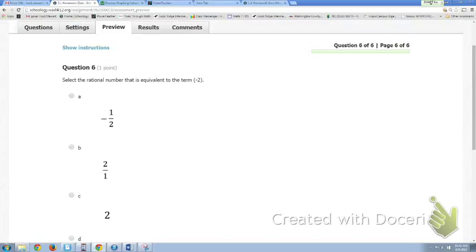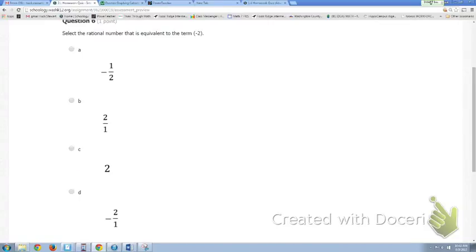Final question, and this is a really important question. This says select the rational number that is equivalent to the term -2. The reason we put this one in is because we need students to understand that integers can be written as fractions. If you know how integers are written as fractions, then combining whole numbers with fractions, or multiplying or dividing or whatever is going to be easier.